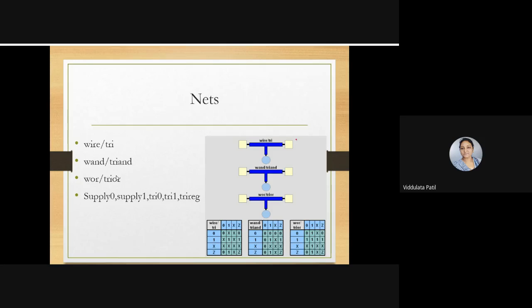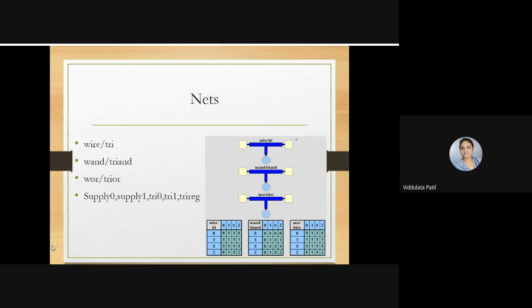Okay, and then we can also have tri, that means a tri-state, then triand, trior, tri0, tri1, and trireg. These are also there, but we are not using them in this syllabus, so we are not going into much detail about them. Otherwise we are using wire, then WAND and WOR. So we will limit our discussion to these data types only.